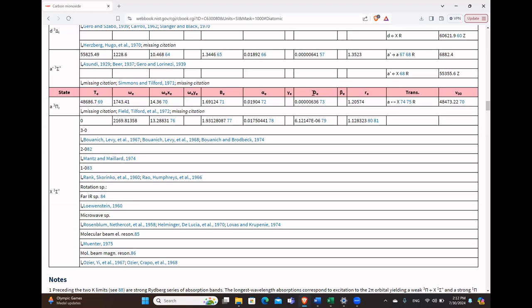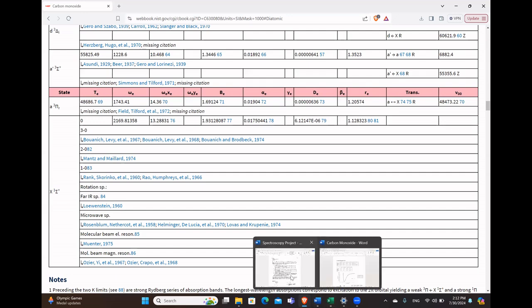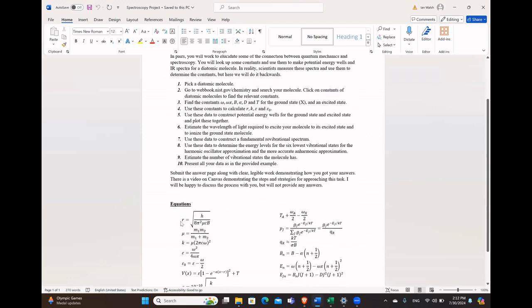The first thing we're going to calculate is the bond length. Note that this R is the equilibrium bond length. We're not going to just read this number. We're going to calculate it, and we should get something pretty similar to this number. We're going to calculate it with the equation that I provided for you. So the equation that we can use is this one here.